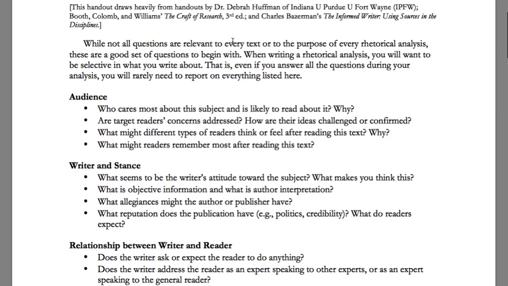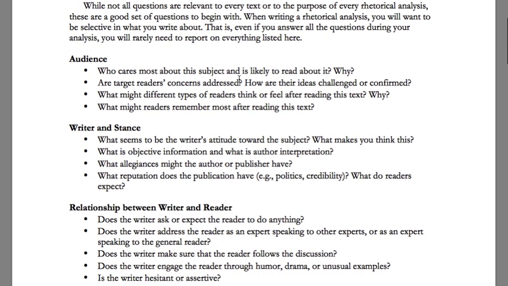And as I note again, not all questions are relevant for every text, and when you write a rhetorical analysis, you want to be selective in what you write about. So you may identify these issues and then decide, I'm not going to talk about that in this piece.